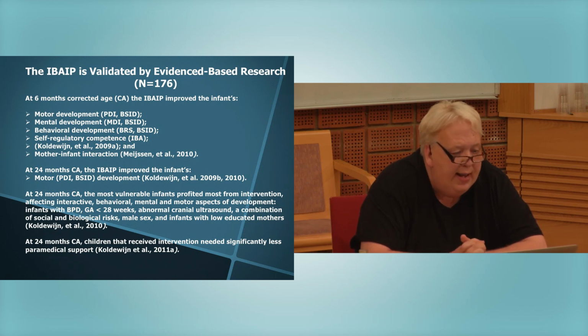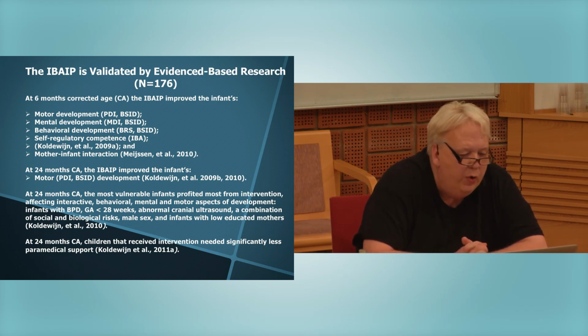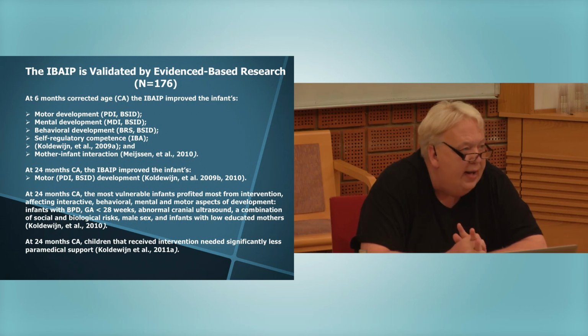So at 6 months corrected age, the IBAIP improved the infant's motor development, mental development, behavioral development, self-regulatory competence, and mother-infant interaction. At 24 months corrected age, the IBAIP improved the infant's motor development. At 24 months corrected age, the most vulnerable infants profited most from intervention, affecting interactive, behavioral, mental, and motor aspects of the development. Infants such as infants with BPD or gestational ages less than 28 weeks, abnormal cranial ultrasounds, a combination of social and biological risk factors, etc.